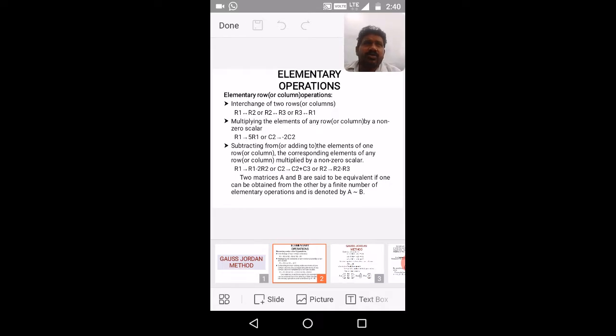Similarly, if you have to interchange R2 and R3, then write R2 double arrow R3, meaning R3 in the place of R2 and R2 in the place of R3. Or if you want to interchange R3 and R1, then R3 double arrow R1 or R1 double arrow R3. This is the notation for interchange of any two rows. Another operation we may consider while solving questions is multiplying the elements of any row by a non-zero scalar.